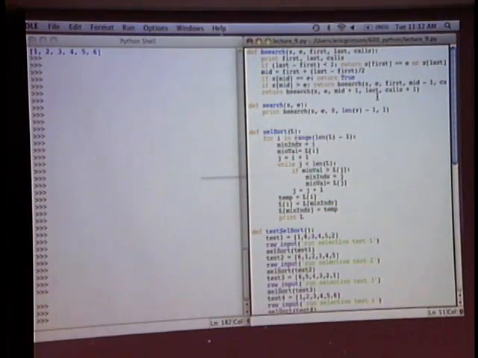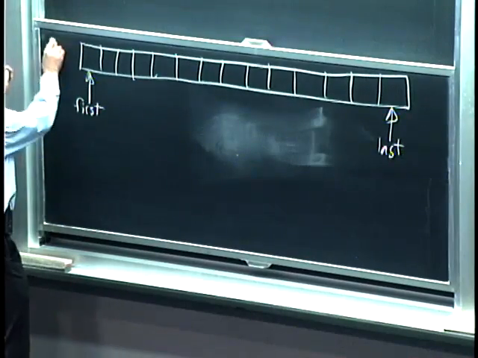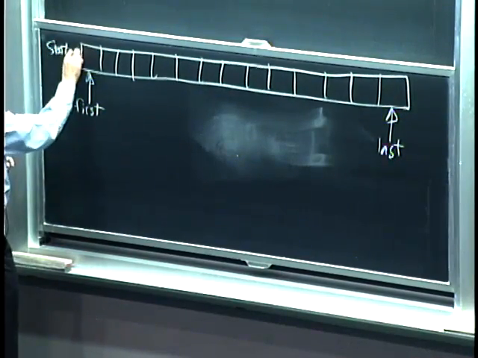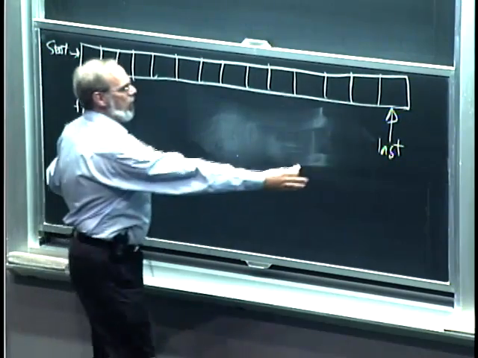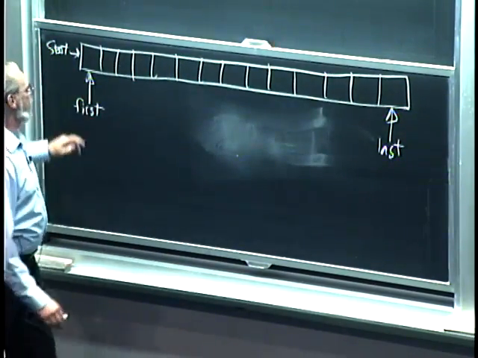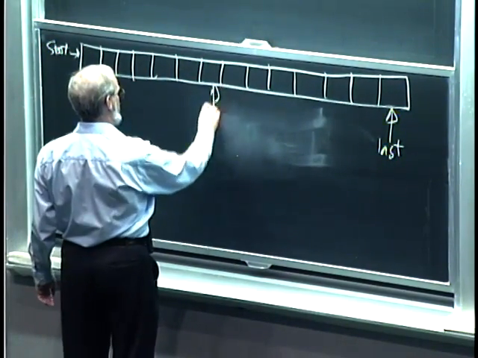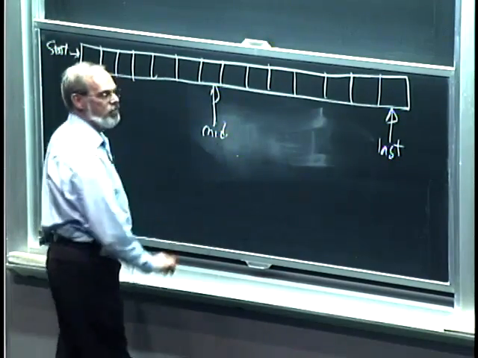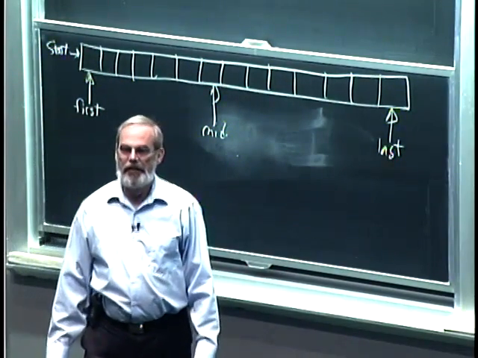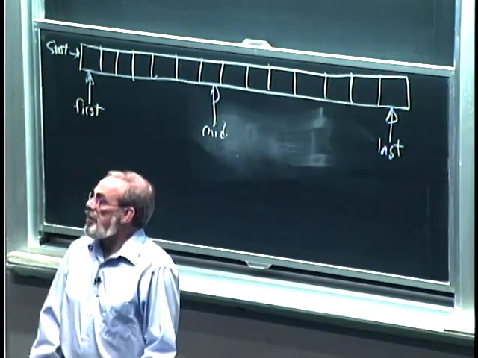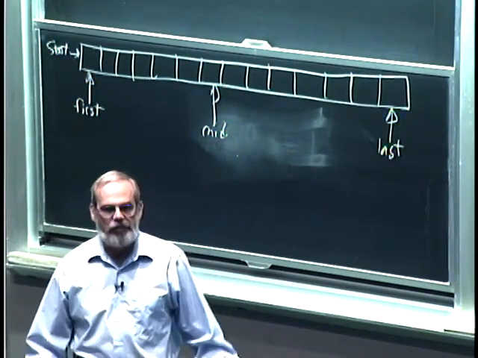Otherwise, what does that code say to do? It says find the midpoint, which says take the start, just pointing to that place right there, take last minus first, divide it by 2, and add it to start. And that basically, somewhere about here, gives me the midpoint. Now I look at that element. Is it the thing I'm looking for? If I'm really lucky, it is.